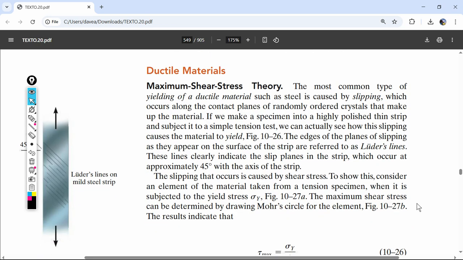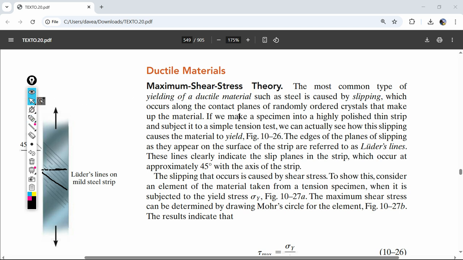So we have ductile materials. This happens with steel. When you pull on it, it doesn't just rip down the middle, just tear apart like this. It actually starts to slip and slide across 45-degree planes, and it could break at a 45. Ductile materials. Max shear stress theory.